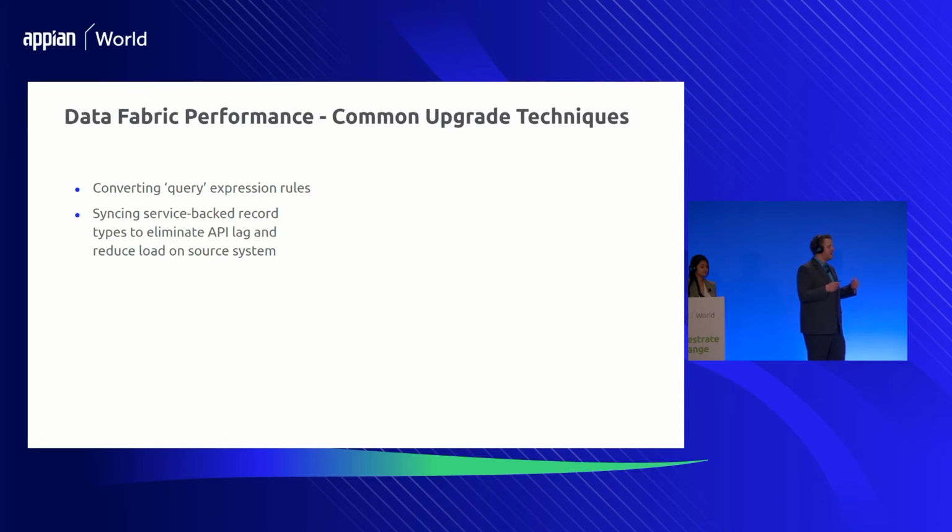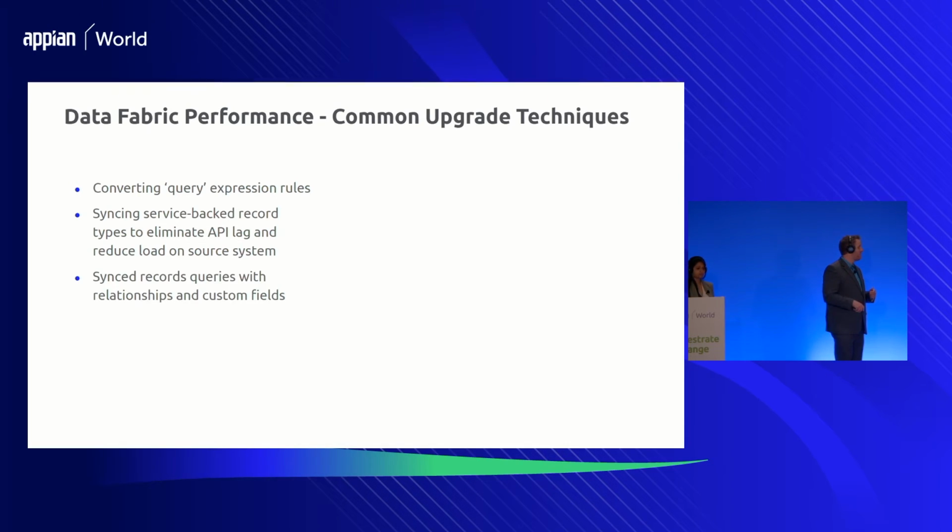Now, the second one, I just want to note, again, this is similar to the case studies, but syncing service-backed record types eliminates API lag. I also want to make one other note on that, which is by doing this, you may actually reduce the load on the source system. So you're getting a dual benefit. Not only is Appian going to go faster, but you're putting less of a burden on the source system by managing that in the background and syncing it to Appian.